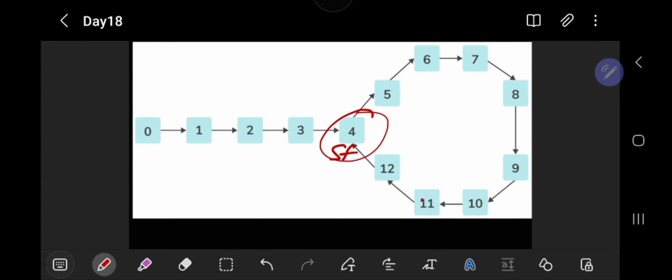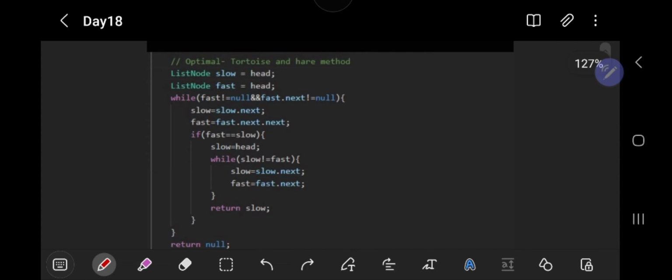So did you observe something? Yes, the second collision will be at the starting point of the loop. This will happen for sure. So they will be meeting at the fourth node, the starting node of the loop, and we can return either slow or fast. So this will be our answer, and yes, it is correct. Now I hope you got what we should be doing.